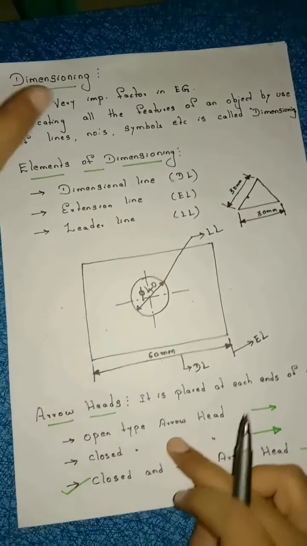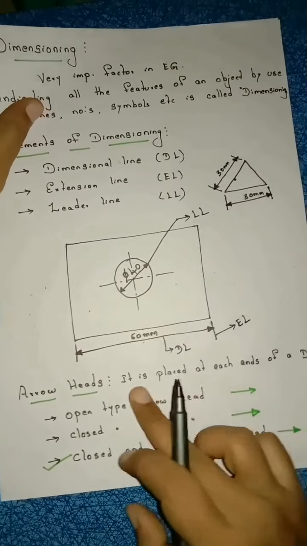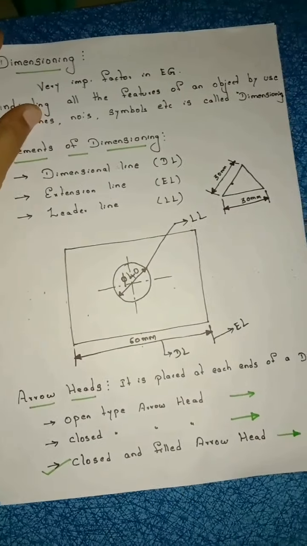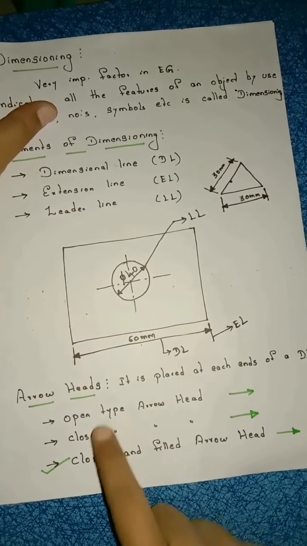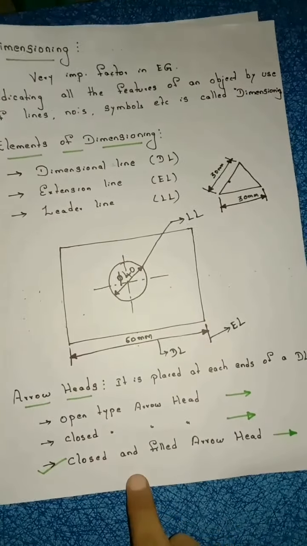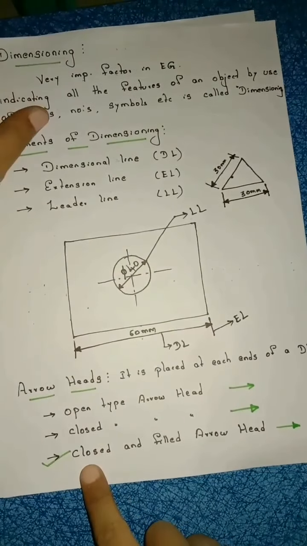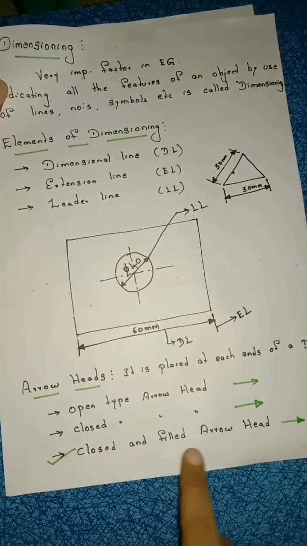So the next topic is arrowheads. An arrowhead is placed at each end of the dimensional line. We have three types of arrowheads: open type arrowhead, closed type arrowhead, and closed and filled arrowhead. So in engineering graphics we use the closed and filled arrowhead.